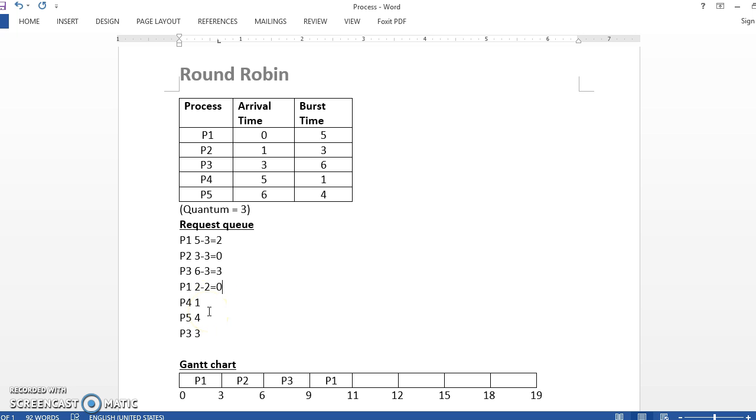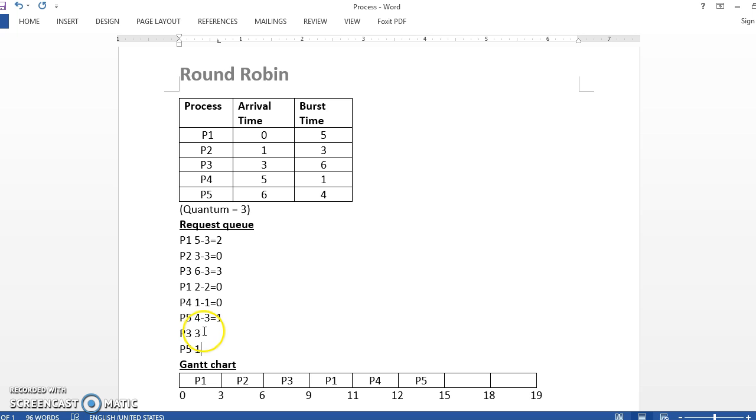Next, we have P4 in queue, so we execute that for only 1 second. So P4 is from 11 to 12 and is already completed. Next in the queue is P5. So we execute P5 for 3 seconds, which is from 12 to 15. P5 has a remaining burst time of 1, so it goes back on the queue to be executed another time.